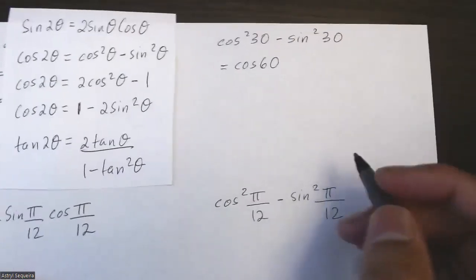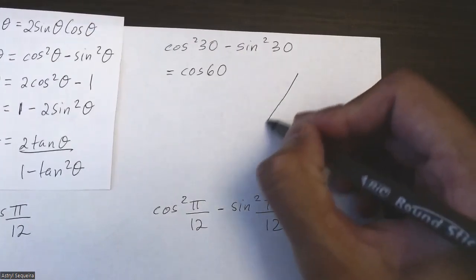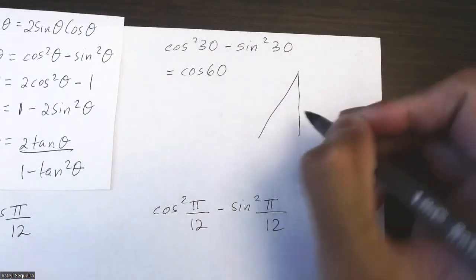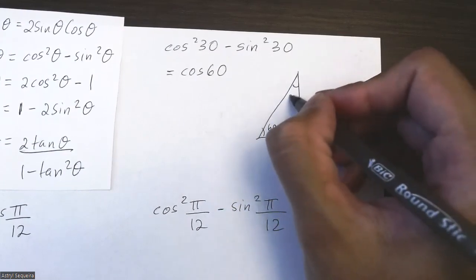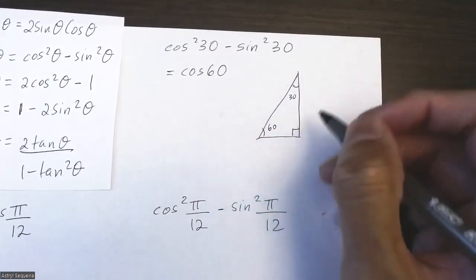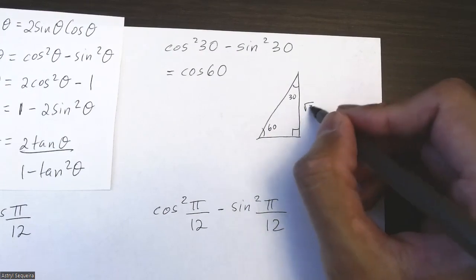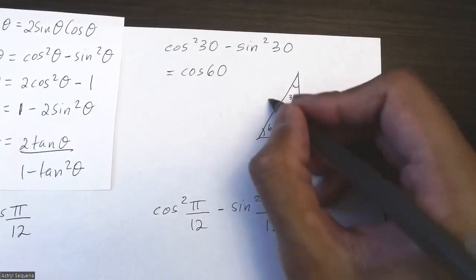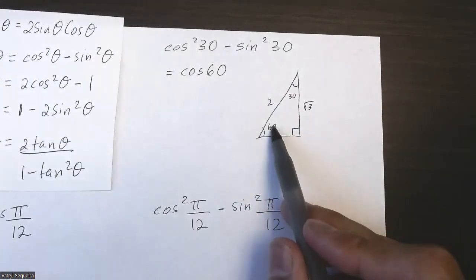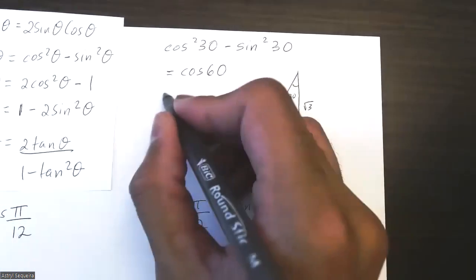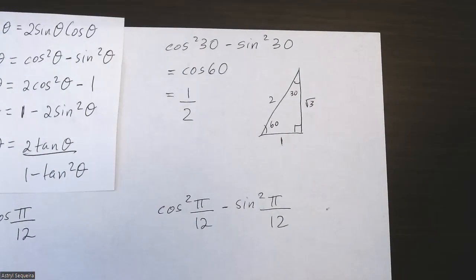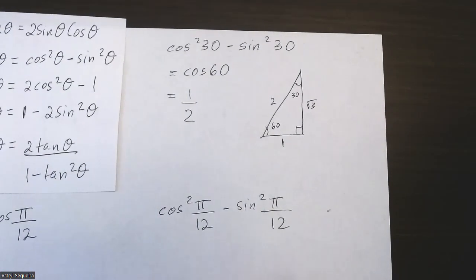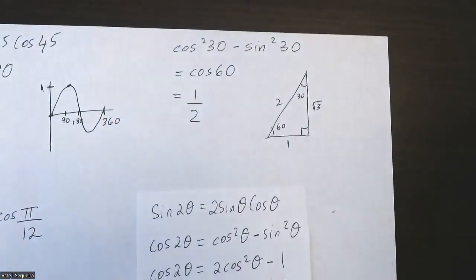Now we can figure out cos of 60 using our special triangle over here. So cos of 60 is adjacent over hypotenuse, which is just 1 over 2. Again, you could solve that with your calculator in degree mode as well. Let's go to the third question.